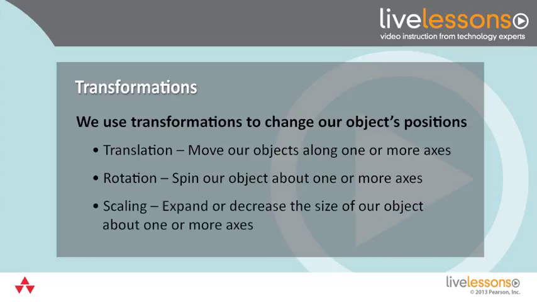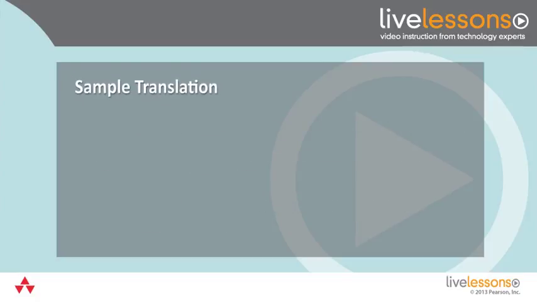Finally, I want to talk about scaling. Scaling is the transformation where we expand or decrease the size of our object about one or more axes. So if I wanted to make my square wider, I might expand it about the x-axis. If I wanted to make it taller, I'd scale it about the y-axis. If I wanted to make it deeper, I would scale it about the z-axis. So I can modify the size of my objects in multiple directions by scaling it along multiple axes at the same time.